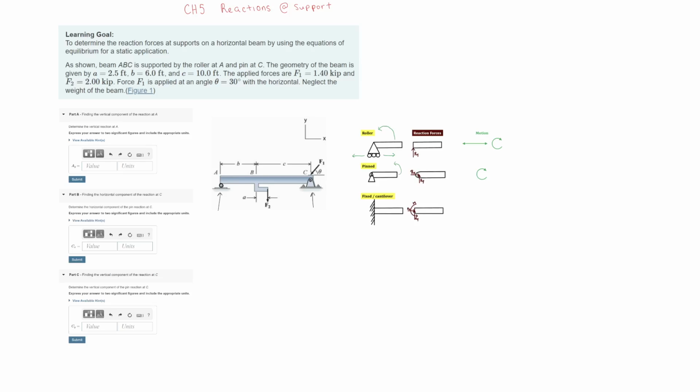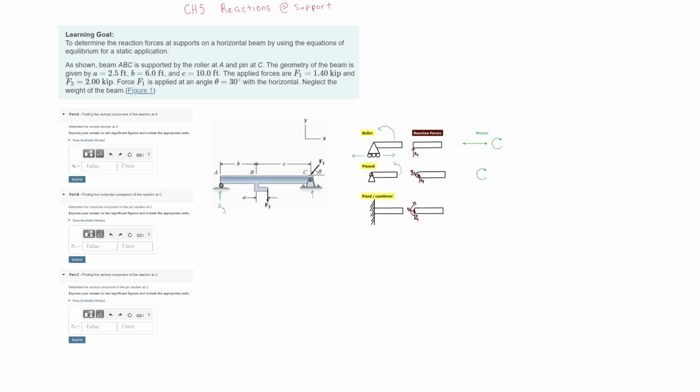the first step of this problem should be asking yourself, what kind of support systems do I have, right? So you can see this support system at the A is going to be a roller. And when we look at the roller, it can go left or right and it can rotate, but it cannot go up and down. So automatically, we know that there's a force going in the y direction. So we're going to call that AY. And for this one, this is the pinned support. And we already know that it cannot go left or right and it cannot go up and down, but it can rotate.